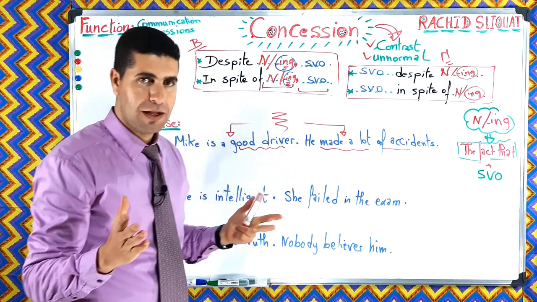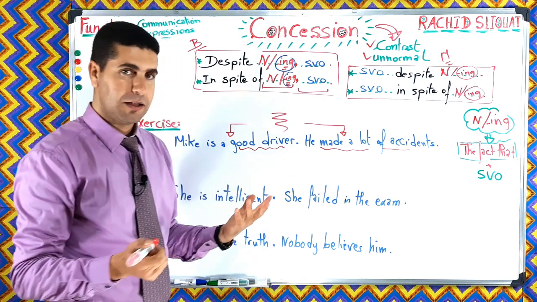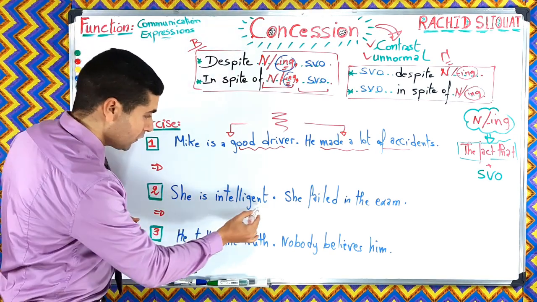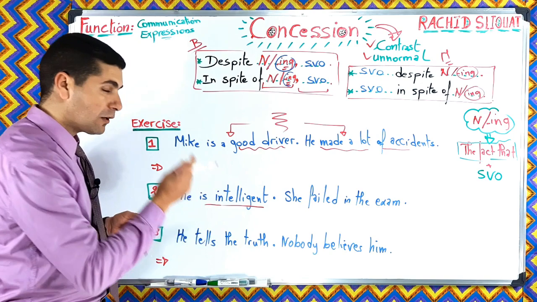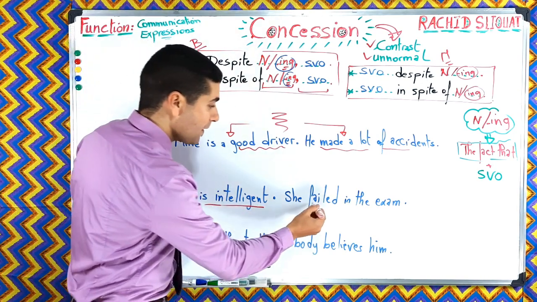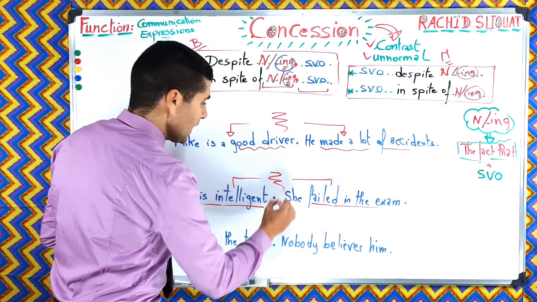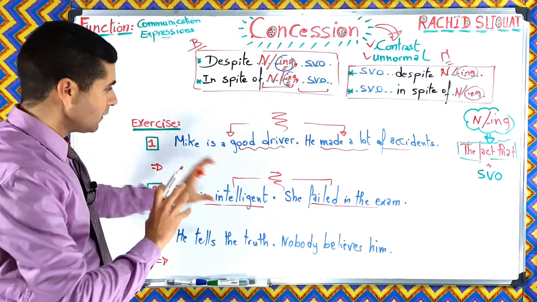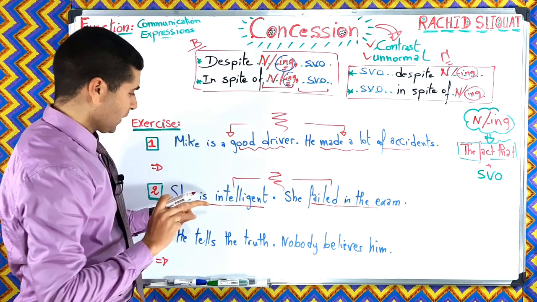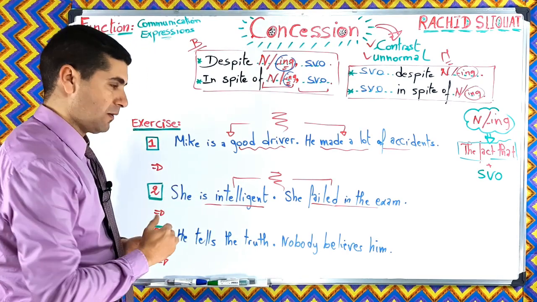He made a lot of accidents. So there is something abnormal. Number 2, she is intelligent, she failed in the exam. Again, here we have contrast, we have something which is abnormal. She is intelligent, she is smart, she is clever, she failed in the exam. Again, there is something which is abnormal here between these two sentences, these two actions. Normally, she is intelligent, she succeeds in the exam, okay?